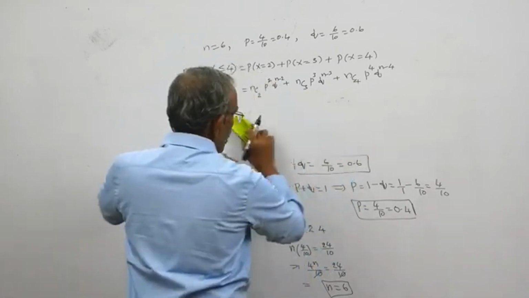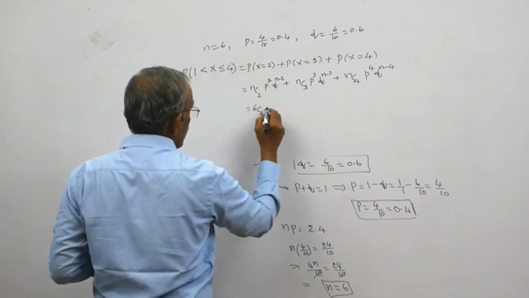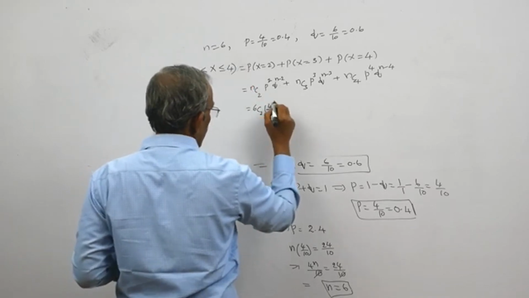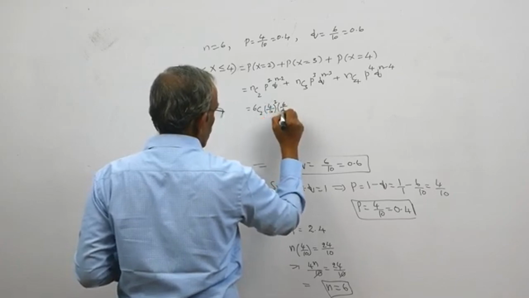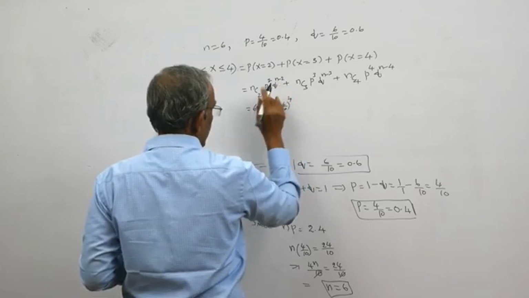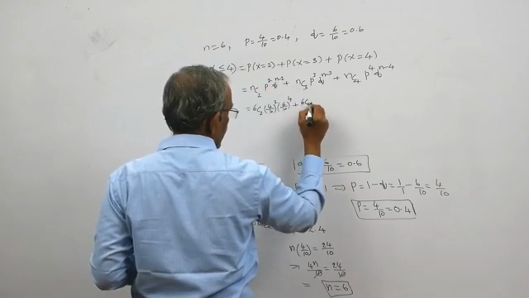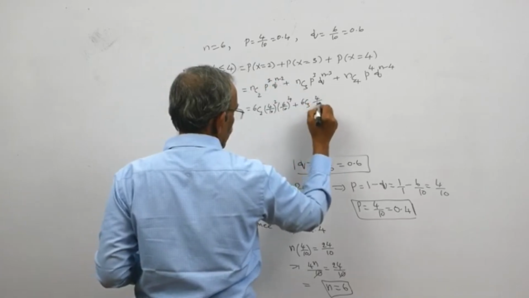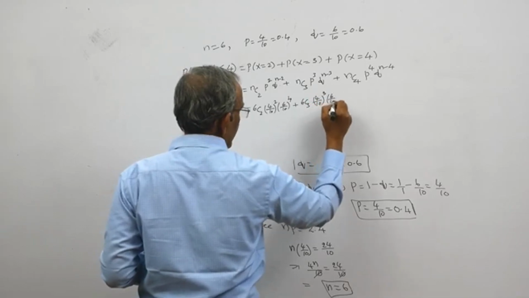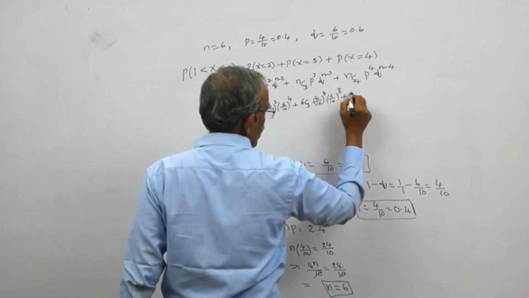If it is not direct, let us substitute the p and q values. nC2, here n is equal to 6, 6C2, p is 4 by 10 whole square, q is equal to 6 by 10 whole to the power of 6 minus 2. When we take n equal to 6, 6 minus 2 is 4. 6C3 p cube, p means 4 by 10 whole cube, q means 6 by 10 whole to the power of n minus 3. 6 minus 3 is equal to 3.